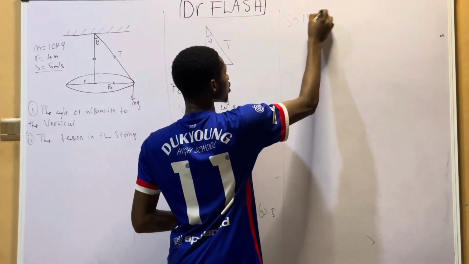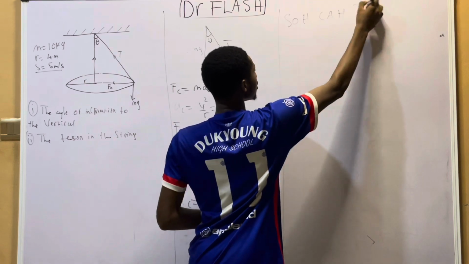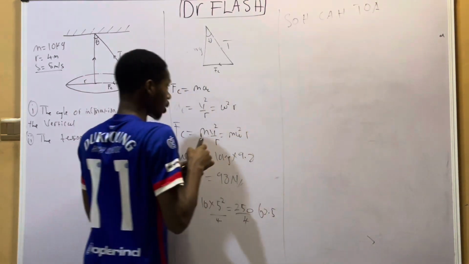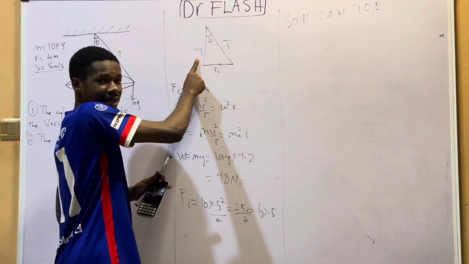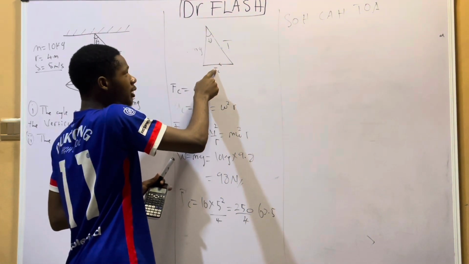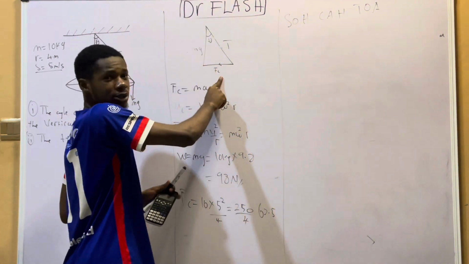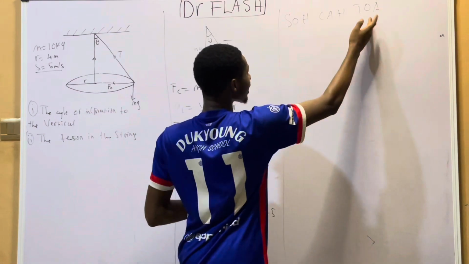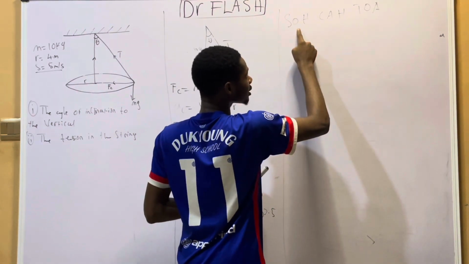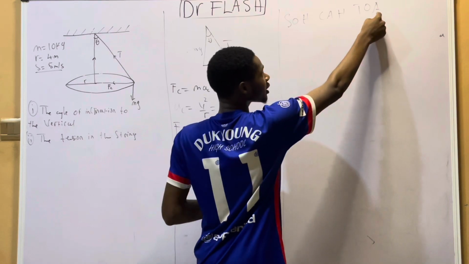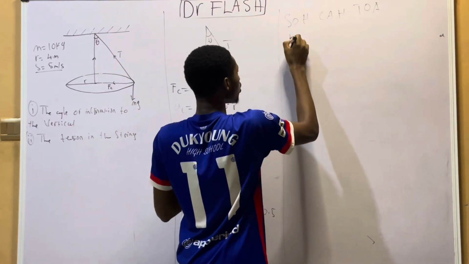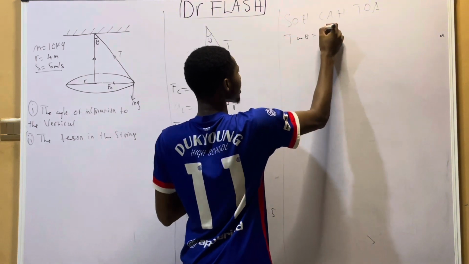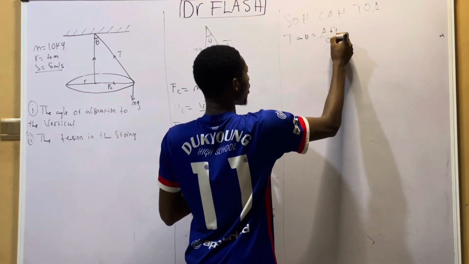SOHCAHTOA. Now, we're having this side, which is in this case the adjacent. The side facing the angle is the opposite. So having the adjacent and the opposite, which of these ones connect the adjacent and opposite? We make use of what now? Tan theta. So tan of that angle, tan theta, is opposite over adjacent.